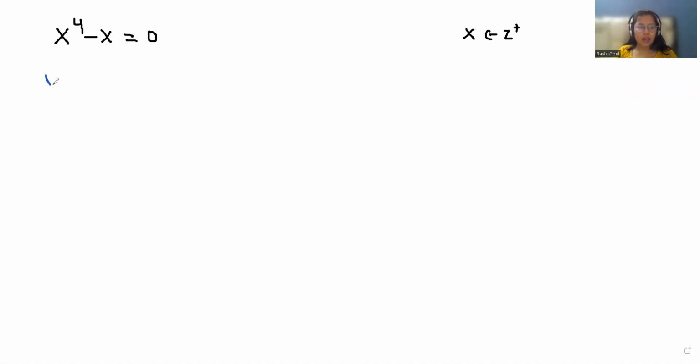So first I'm taking x common. So what is left? x cubed minus 1 is equal to 0. So now we have two factors. So either x is equal to 0 or x cubed minus 1 is equal to 0. So x cubed minus 1, we can write it as x cubed minus 1 cube.